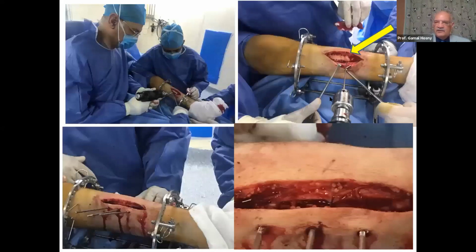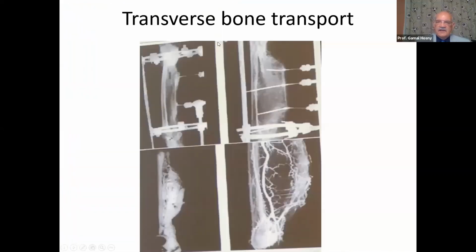We did corticotomy of this segment of the tibia. As you see here, corticotomy, multiple drill holes. And we did transverse bone transport. We waited for 10 days. Then we took this segment medially, which increased the blood supply to the area.